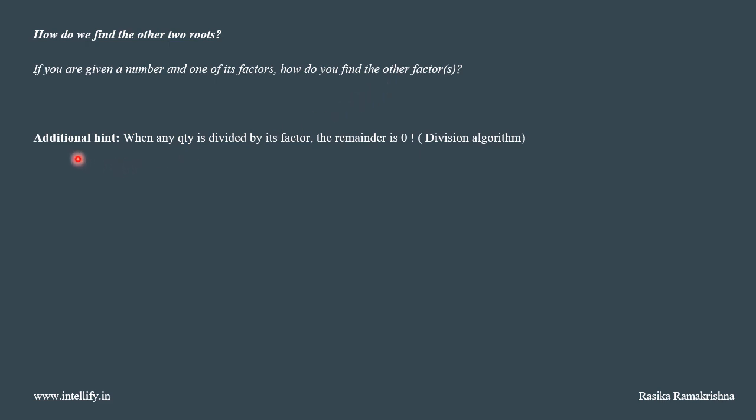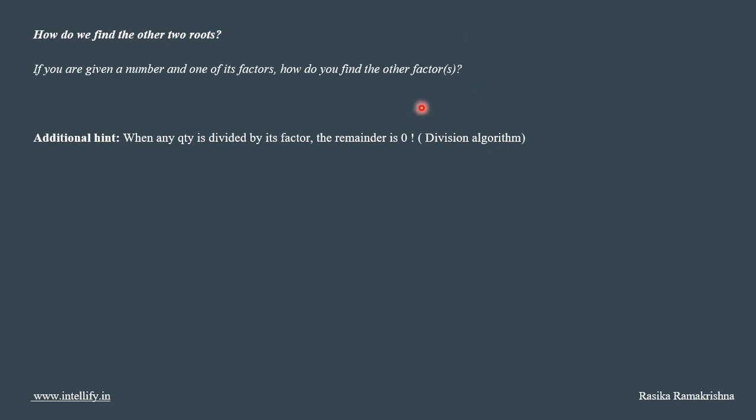So I'm giving you an additional hint as well. Whenever a quantity is divided by its factor, the remainder is 0. So we have the division algorithm. This is by the division algorithm. Whenever you divide something by a factor, the remainder is 0.